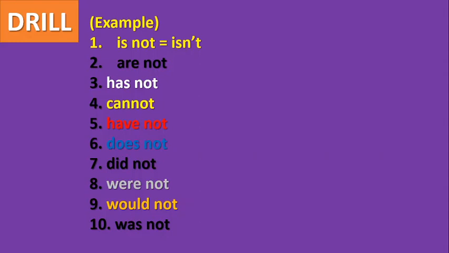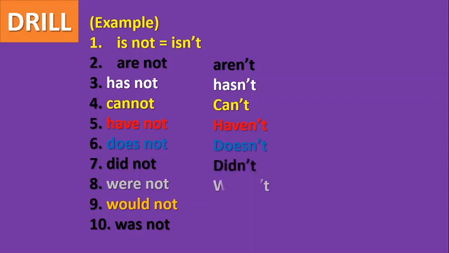You're welcome back. Having paid attention to this drill, what did you observe? Let's see what you got in that number 2. Are not is contracted to be what? Aren't. Has not is contracted to be what? Hasn't. Cannot is contracted to be what? Can't. Have not is contracted to be haven't. Does not is contracted to be doesn't. Did not is contracted to be didn't. Were not has weren't. Would not will be given wouldn't, and was not be given wasn't. You did very well. Beautiful.